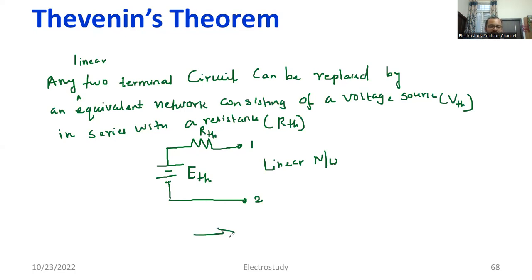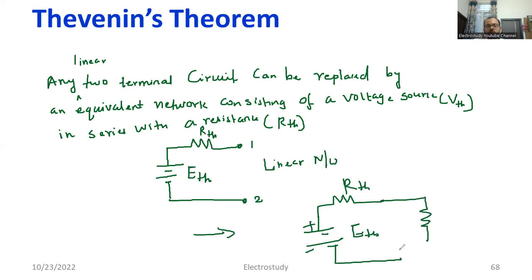Or you can write the equivalent circuit like this. You can mark the source. This is your ETH. Mark the polarity, positive, negative. Then we have RTH, and you can mark the load also. This is your load. This is basically called Thevenin's theorem. Whenever you are solving a certain problem, you can apply Thevenin's theorem. Voltage source in series with the resistance, that you can remember. I think it's clear to all.